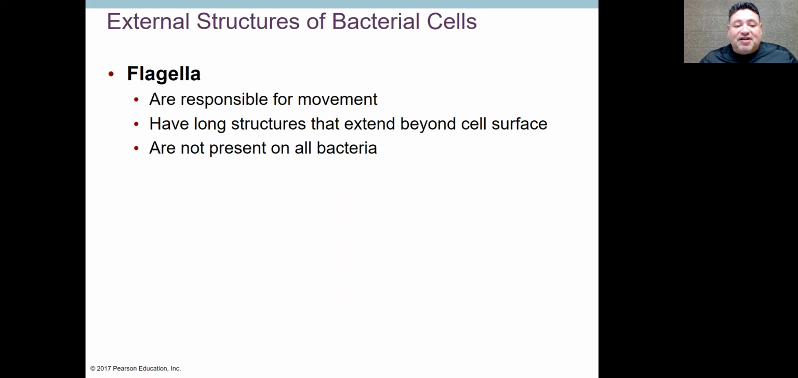Another external structure is flagella. Flagella is what allows cells to be motile, or gives them the ability to move. And the reason that flagella are important to us is because they help us characterize or identify the microorganism. Okay, different bacteria have different types of flagella, and they have different organizations of flagella. So if you can see the type and organization of flagella, that can help you identify the organism.